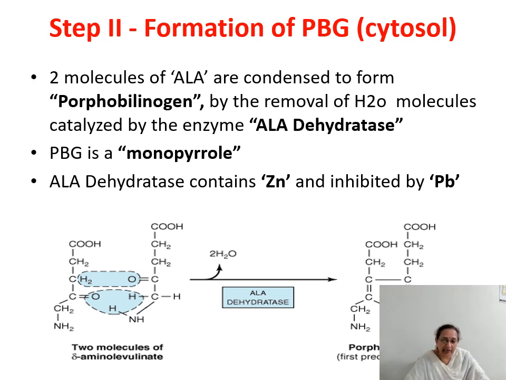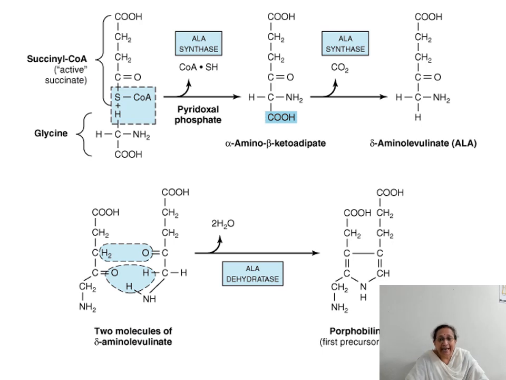Two molecules of delta aminolevulinate are going to condense, liberating two water molecules, forming the first monopyrrole, that is called porphobilinogen. And this enzyme ALA dehydratase is zinc dependent, and it is going to be inhibited by lead. So this is the specificity of this particular step, formation of the first monopyrrole, porphobilinogen, which takes place in the cytoplasm.